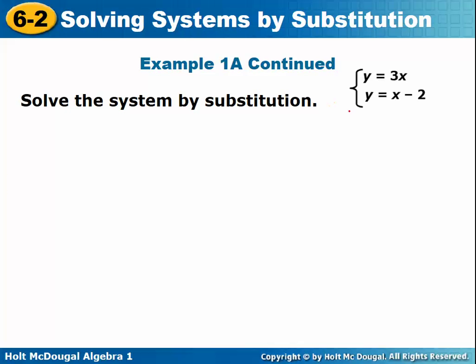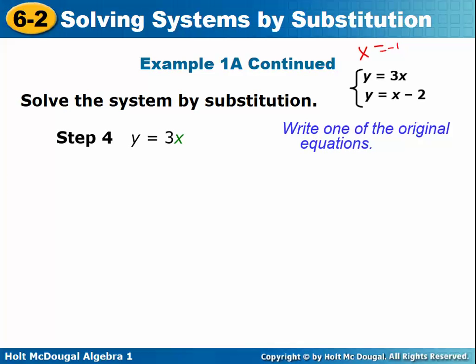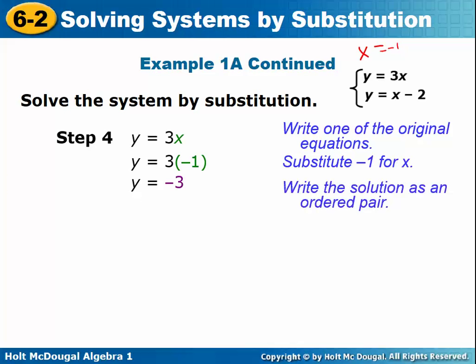Now we take that value of x and we plug it back into one of our original equations, either one, whichever one you think looks easier. They picked y equals 3x. Now we replace the x with negative 1 because that's what we found x was equal to. And 3 times negative 1 is negative 3. Step 5 is to write that as an ordered pair. Negative 1 is the x value, negative 3 is the y value.